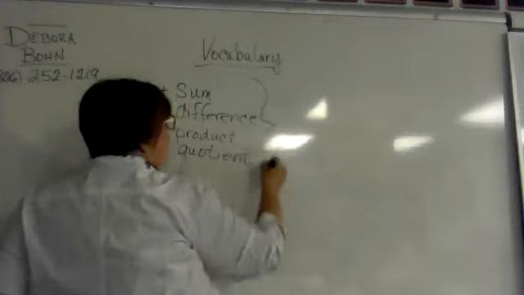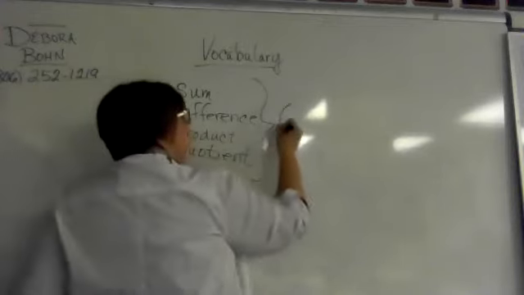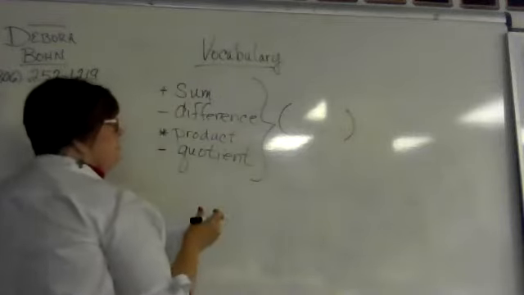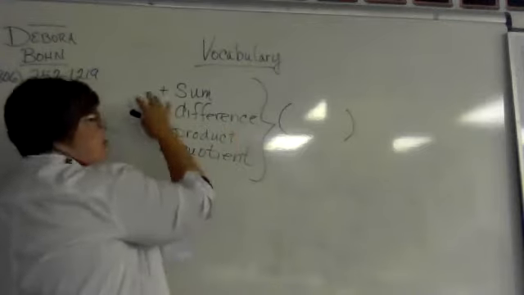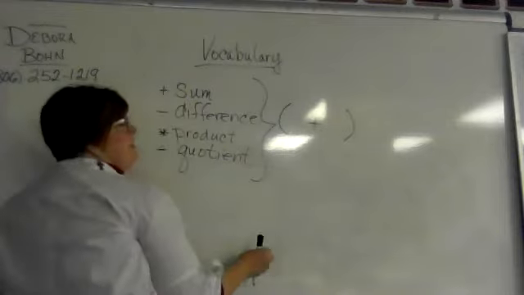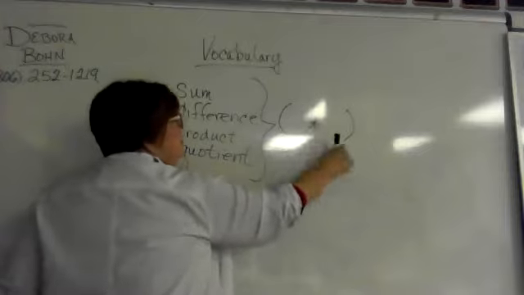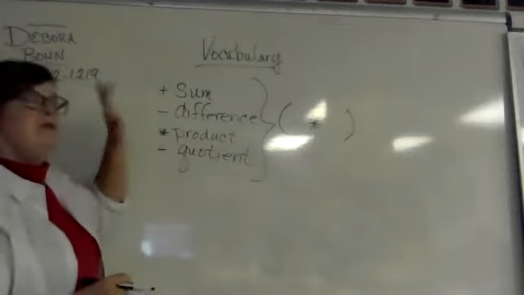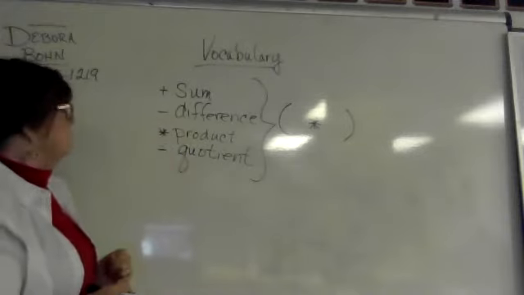If you know that as soon as you see the word, you're going to write some parentheses, okay? And inside the parentheses, depending on which word you see, if it says the sum of, then you're going to put the sum. If it says the product of, you're going to use parentheses and the multiplication sign. This helps so much with word problems. I wish I would have known this.